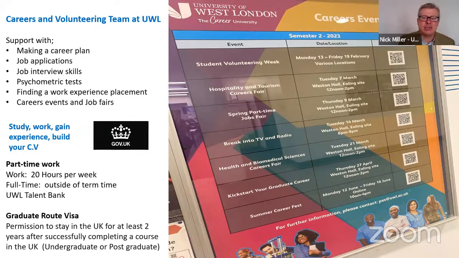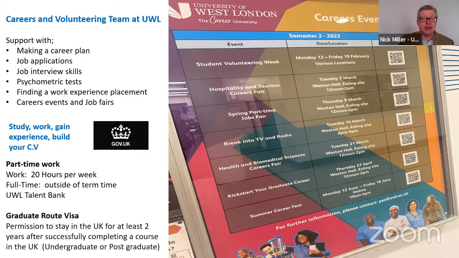So you can see in that image, I just took this the other day as I walked past. It's not the best quality, but you can see breaking into television and radio, or biomedical science. There is always something going on campus where you can get information and build your contacts. Really, it's all about networking.